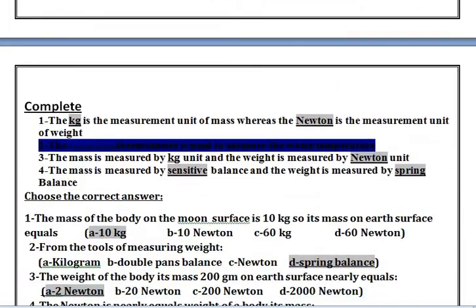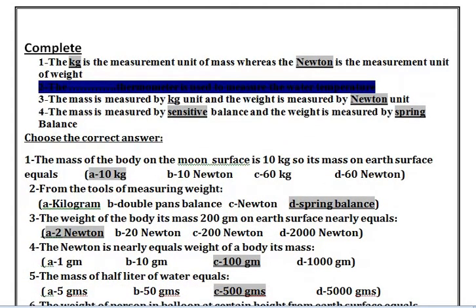Complete here. Number 1, the measurement unit of mass is gram, kilogram, ton. Here, kilogram. While the measuring unit of weight is Newton. Newton is the measuring unit of weight.